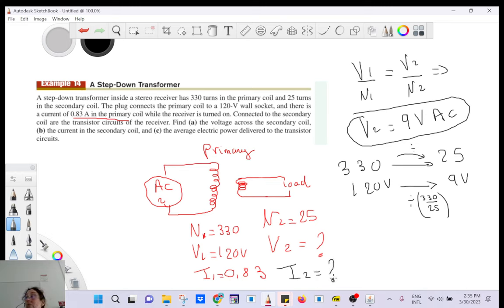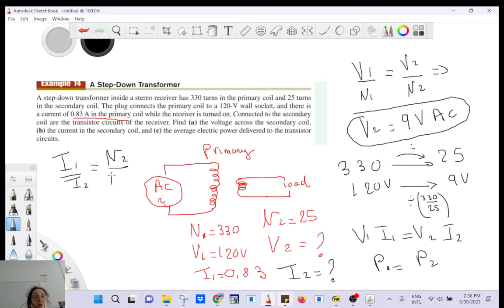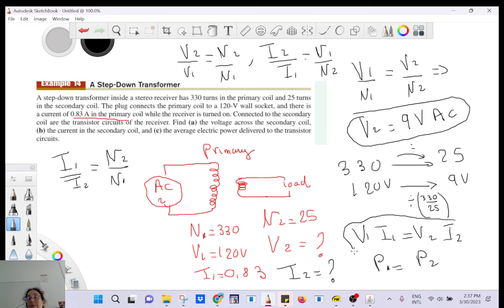So you have two ways to do it. You can use conservation of energy. So you can do V1 I1 equals V2 I2, because the power, the energy per unit second, has to be conserved ideally. Or you can say I1 over I2 equals N2 over N1. So it's not like the voltage, okay? It's the opposite for the current. You have V2 over V1 equals N2 over N1, but for the current it's the opposite. You have I2 over I1 equals N1 over N2. That means if the current decreases, the voltage increases. Or you can write it this way, which is exactly the same.